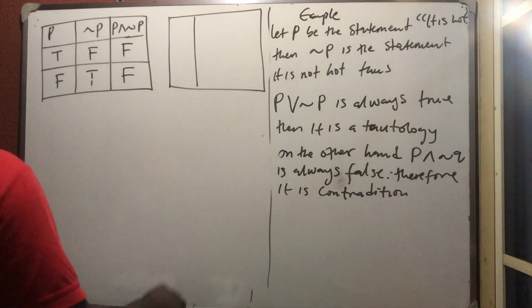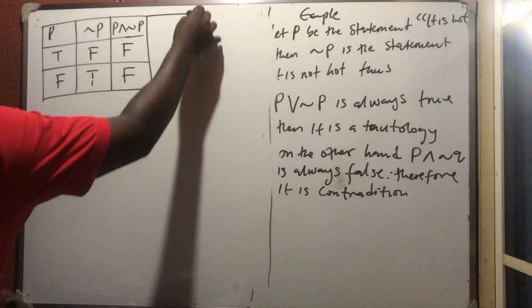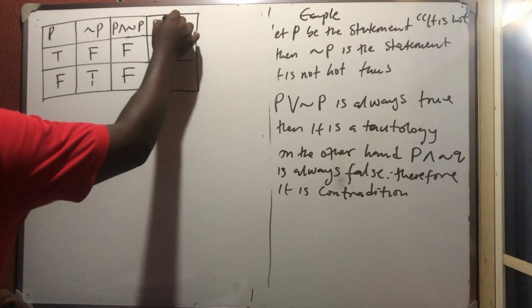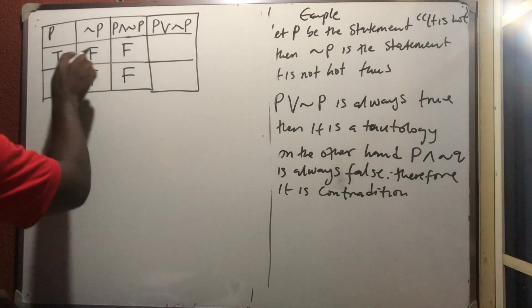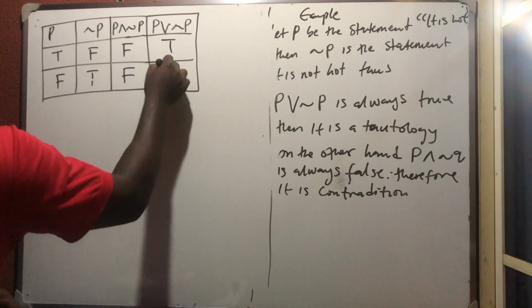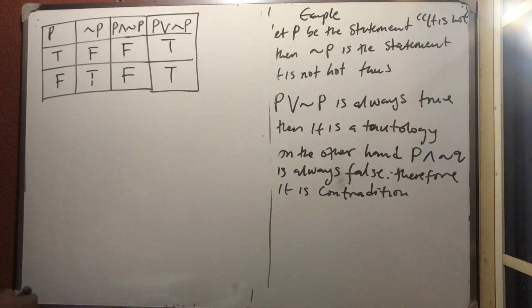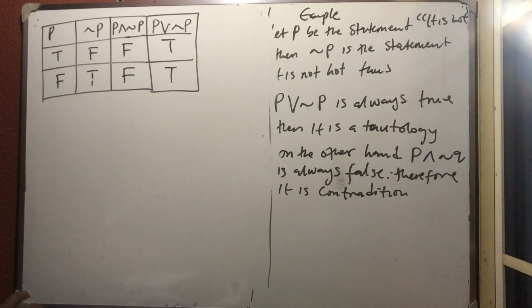So let us check the other one. Okay, no need of drawing this one again. Let me just add it. This is P or negation of P. And I told you that once one of them is true, then the answer is true. True, false, true. You see? And when it is true everywhere, then it is a tautology. So let us look at another one.